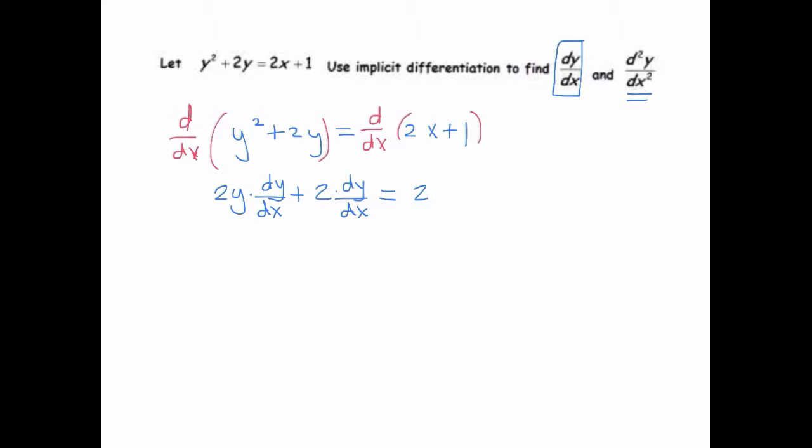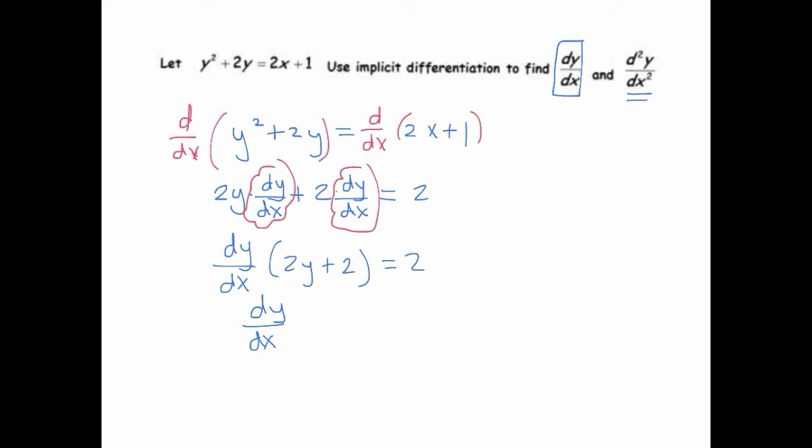So now we solve this for dy dx by isolating those. So let's factor it out. So we get dy dx, and what's left is 2y plus 2 equals 2. And then divide by 2y plus 2 to get that dy dx is equal to 2 over 2y plus 2. And if you wanted to make it as simple as possible, you could factor out a 2 in the bottom. These would divide, and you get 1 over y plus 1. So that's dy dx.